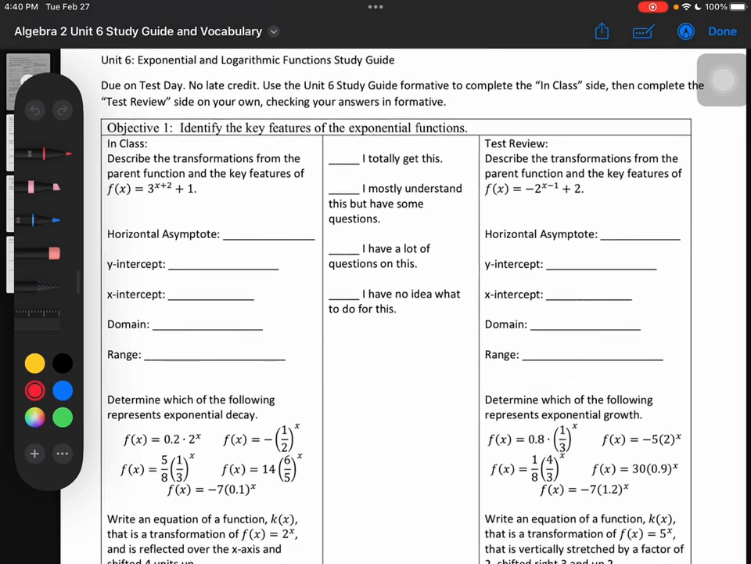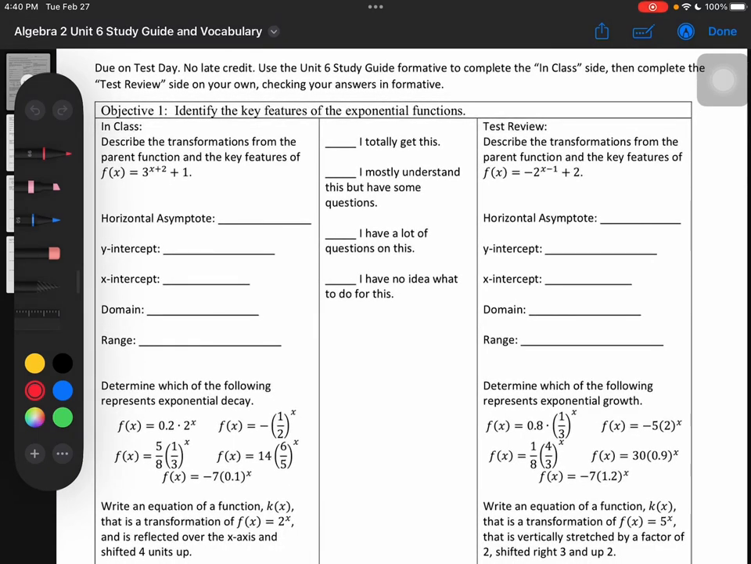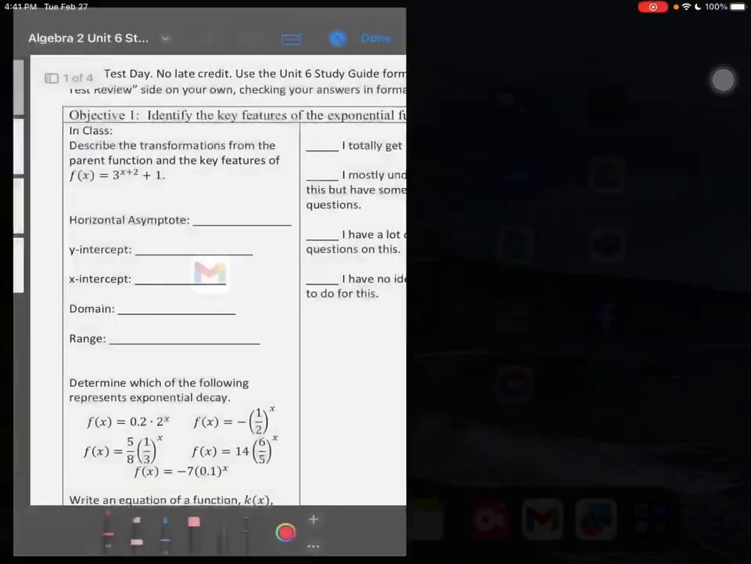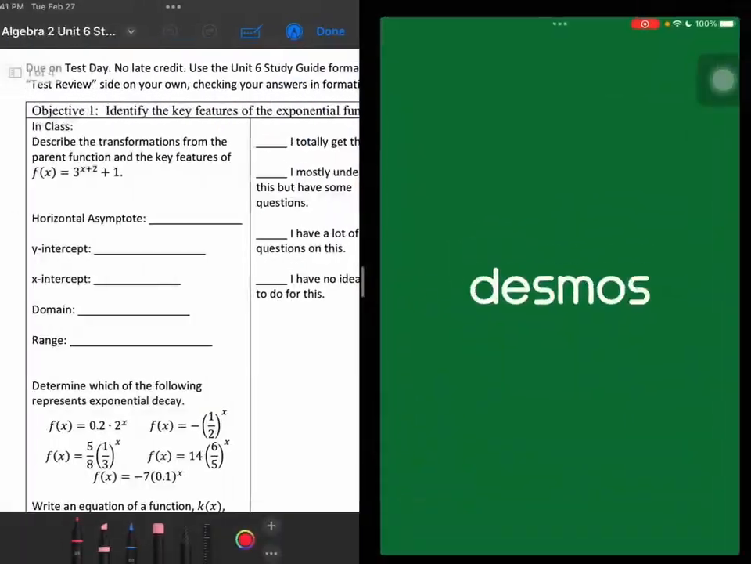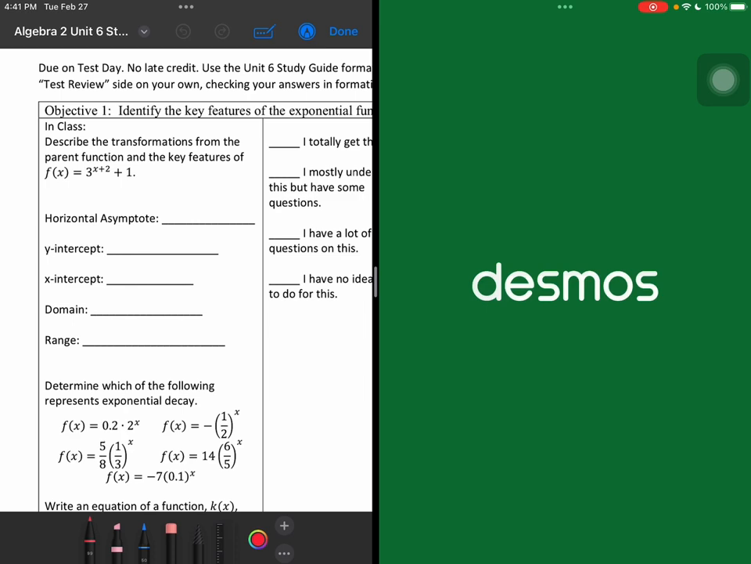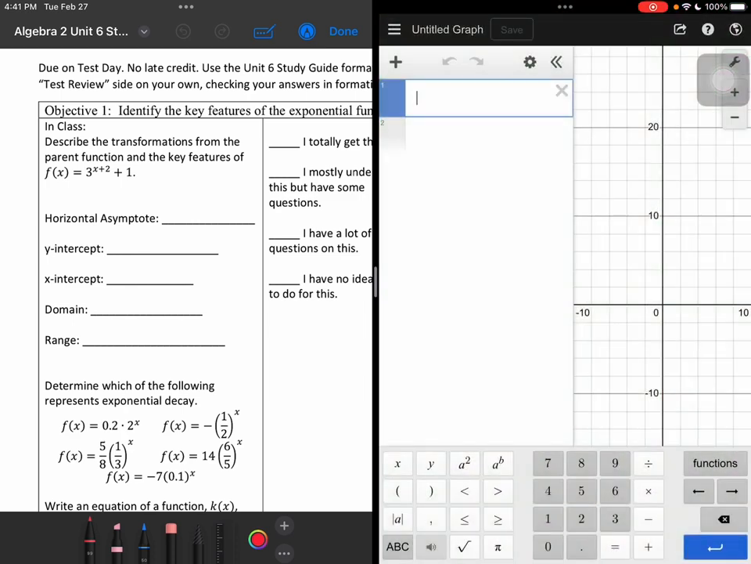So the first objective is to identify key features of exponential functions. So the first one says to describe the transformations from the parent function and the key features listed. We have best learned to do these by graphing. So I'm going to pull up my Desmos scientific or graphing calculator here, and then I'm going to go ahead and start by graphing this function.